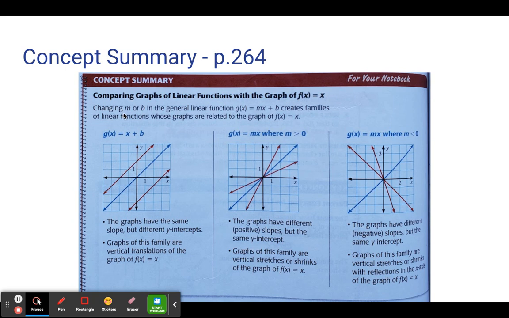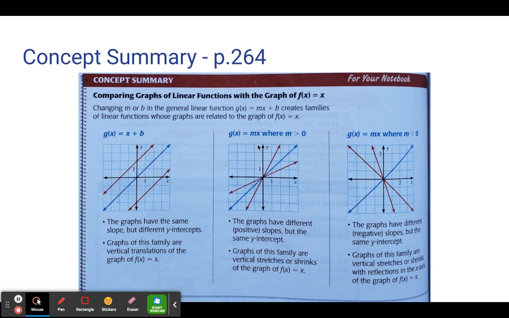So, comparing graphs of linear functions with the graph of f of x equals x. Changing m or b, or changing the slope or the y-intercept, in the general linear function g of x equals mx plus b creates families of linear functions whose graphs are related to the graph of f of x equals x. So g of x equals x plus b. This is all the lines that have a slope of 1. They just, instead of putting mx, put 1x here. Well, we don't write 1x because, mathematicians, lazy, you know that business. But you can see all the lines are just parallel, just like the first example there. They're all parallel. They're just moving up and down the y-axis.